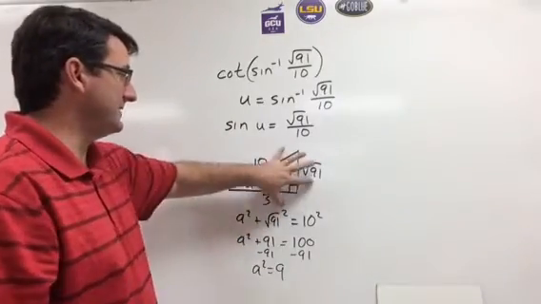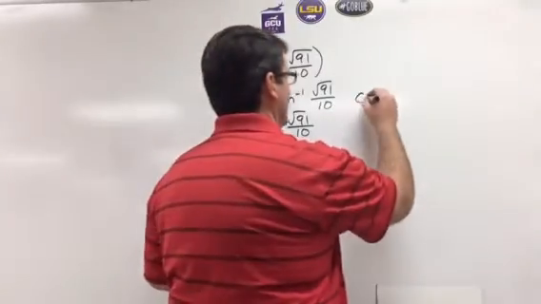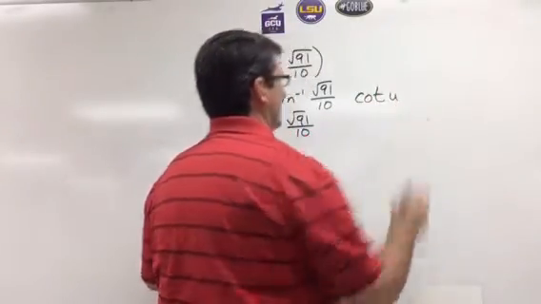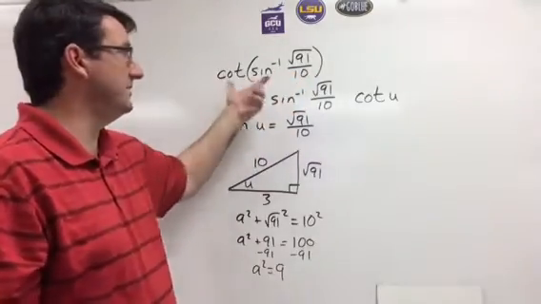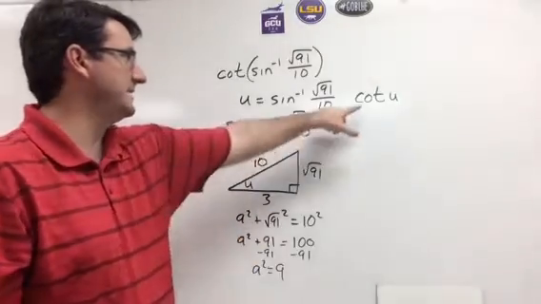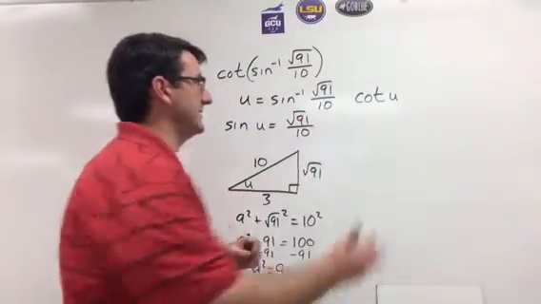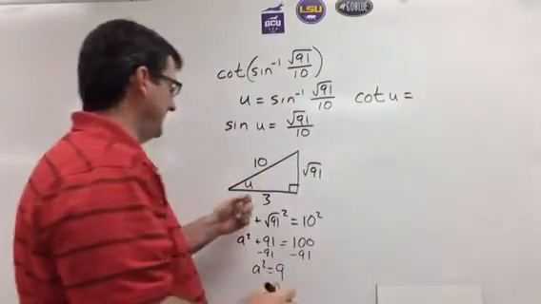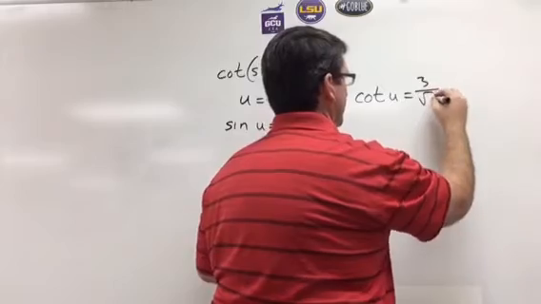Now that we've got all three sides of this triangle, we can find the cotangent of u. And remember, since all of this is u, the cotangent of u is what we're looking for. So the cotangent is the adjacent over the opposite. So this is going to be 3 over the square root of 91.